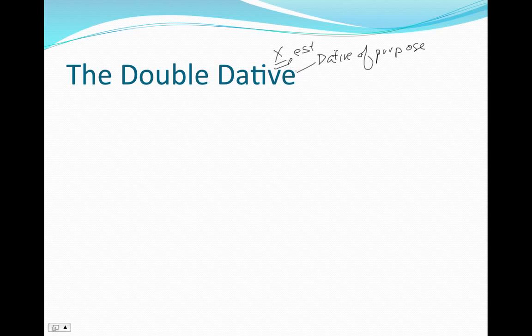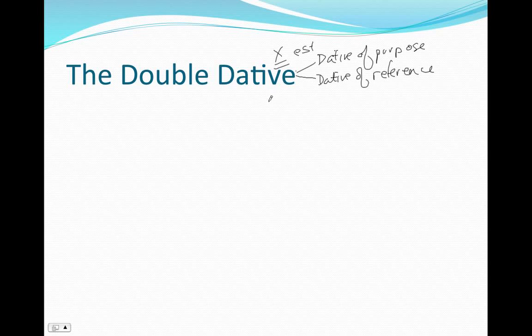Right? X could be a particular idea or action. It could be a thing. It could be a person. So the first dative will be the dative of purpose. And the second dative is going to be the dative of reference. So we get the dative of purpose and the dative of reference. The dative of reference is going to tell you the person for whom this particular purpose serves. So the purpose is true with respect to this person in the dative of reference.